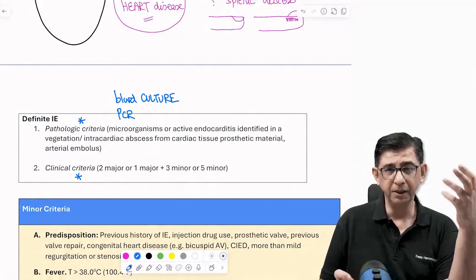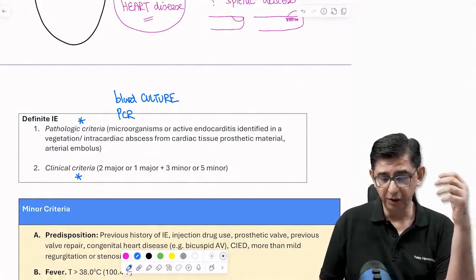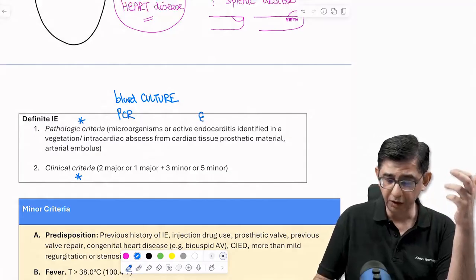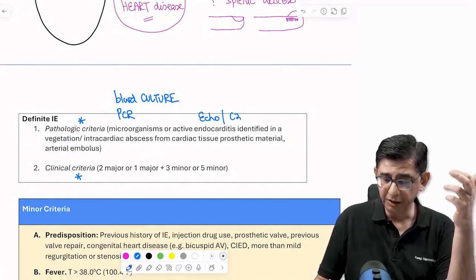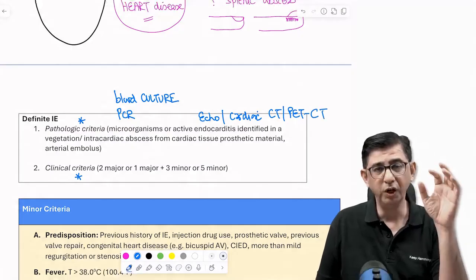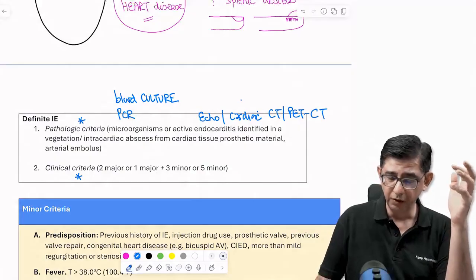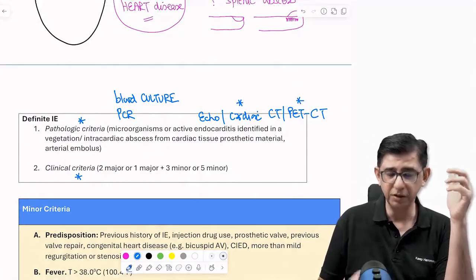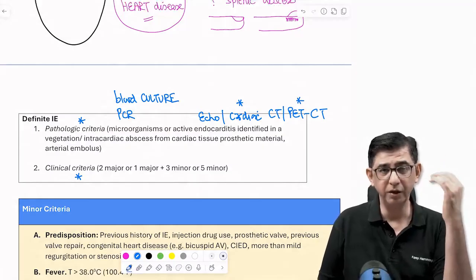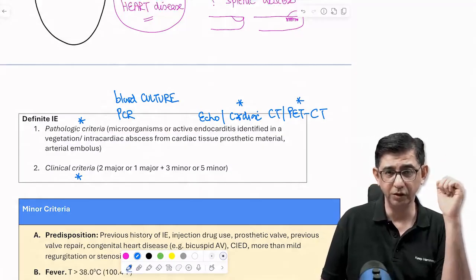Or, as it is written, active endocarditis demonstrated. You can use echocardiography, we can do cardiac CT, we can do a PET CT in a patient. Earlier it was only about blood culture and echocardiography, but now you will notice that I put star marks on PCR, cardiac CT and PET CT. They have been added in the diagnostic criteria to improve the diagnostic yield.